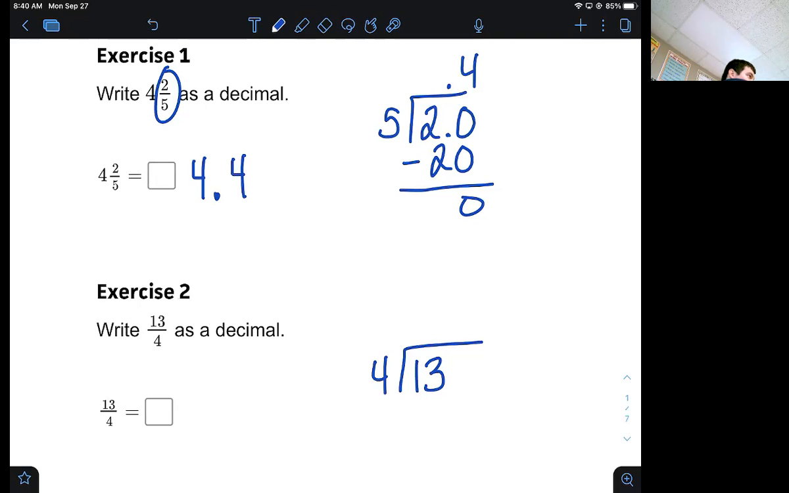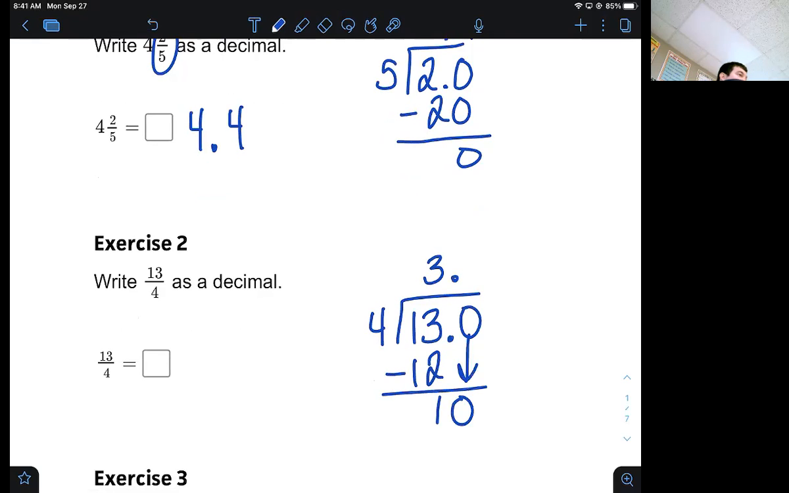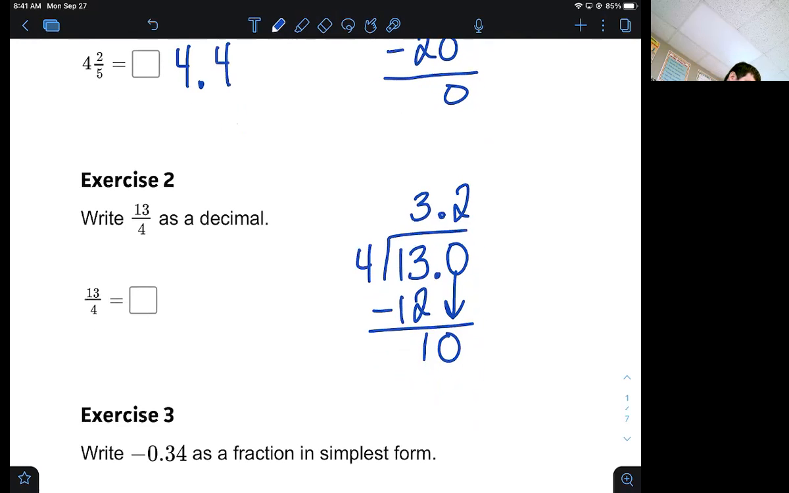How many times does 4 go into 13? 3. That's 12. Subtract, you get 1. Put your decimal point. Drop down that 0. How many times does 4 go into 10? 2 times. What is 4 times 2? 8. Subtract, and you're going to get 2. Drop down another 0. How many times does 4 go into 20? 5 times. So 3.25.